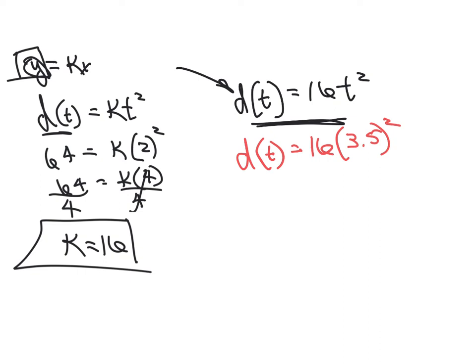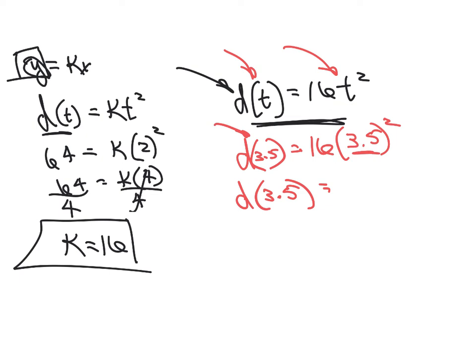Okay. So 16 times 3, well, actually, let's write this all the way correct. We'll put that as 3.5 because it's the distance in 3.5 seconds, because we're replacing t for time with 3.5. So we have the distance in 3.5 seconds is going to be equal to 3.5 squared times 16, which will be 196 feet.